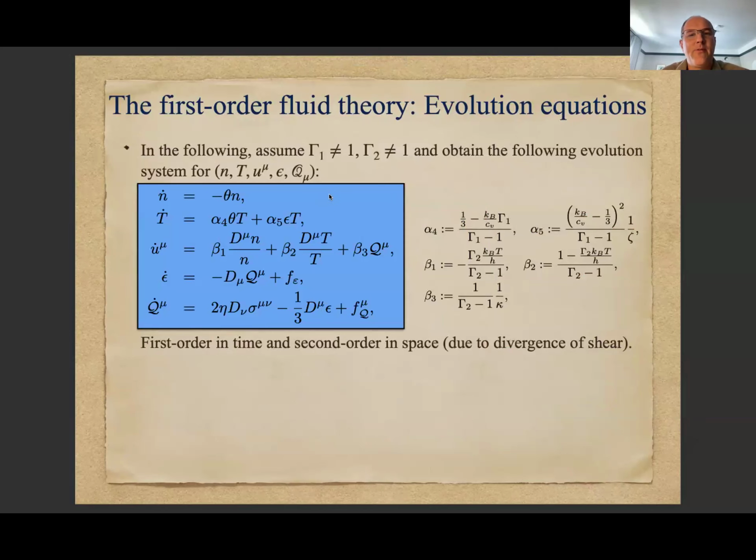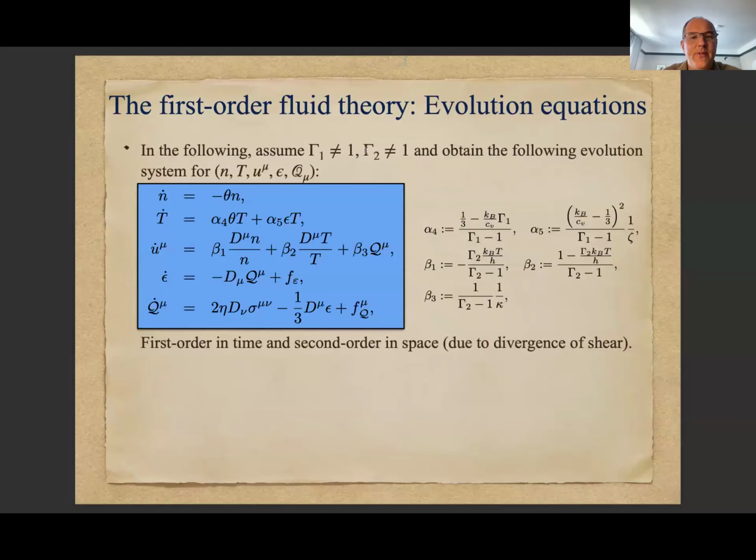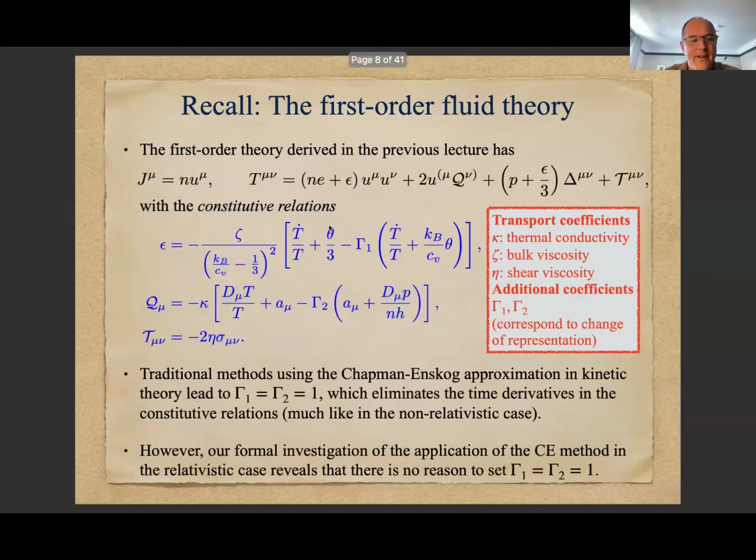All right, so now let me analyze the evolution system that we obtained from this fluid theory. We're going to assume, as I said, that gamma 1 and gamma 2 are not equal to 1. And what you can do then sounds a little bit strange maybe, but you actually use the first constitutive equation. So if gamma 1 is not 1, you see that the coefficient in terms of T dot is not 1.